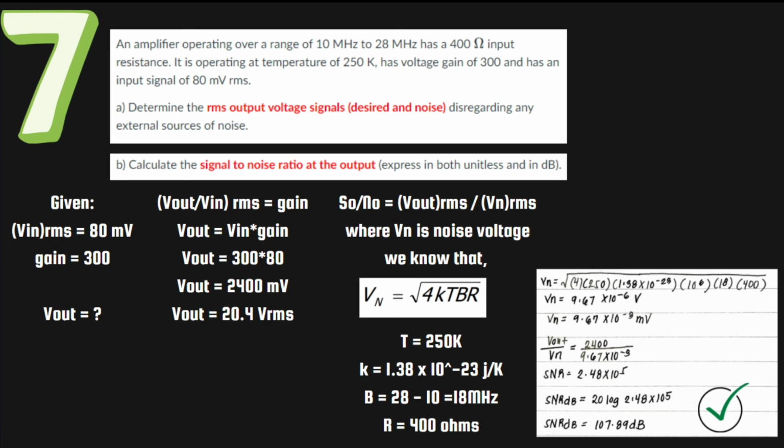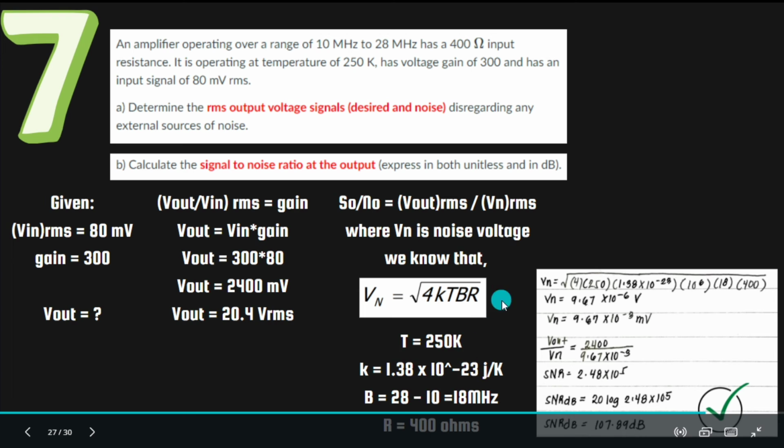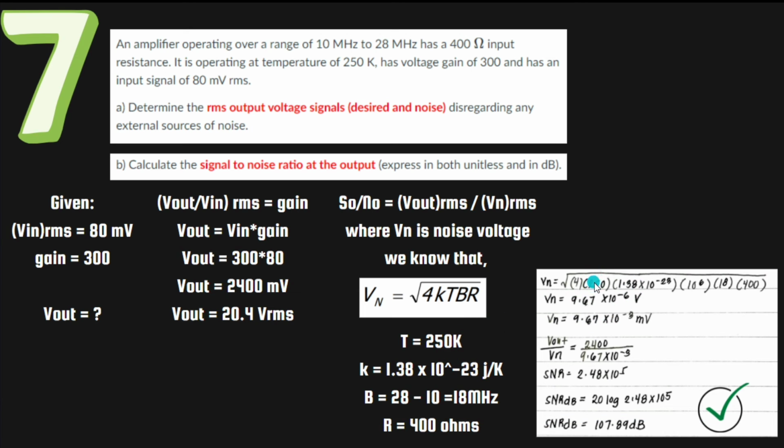So the signal level output over the noise level output is equal to V out RMS over Vn RMS, where Vn is the noise voltage. We know that the noise voltage is equal to the square root of 4 times Boltzmann constant times the temperature in kelvins times the bandwidth times the resistance. So we have the given parameters here, and substituting that into the equation, we get V sub n, or noise voltage, equal to 9.67 times 10 to the negative 3 millivolts.